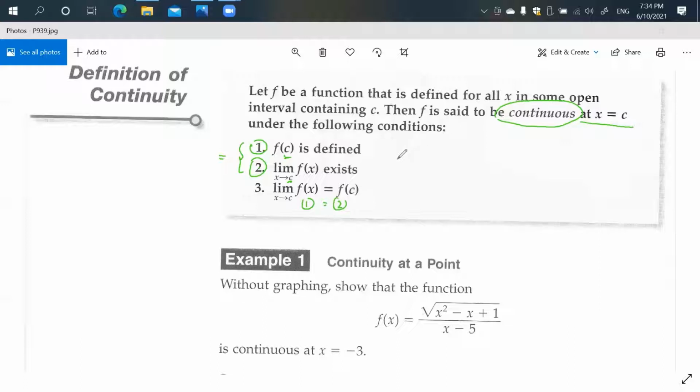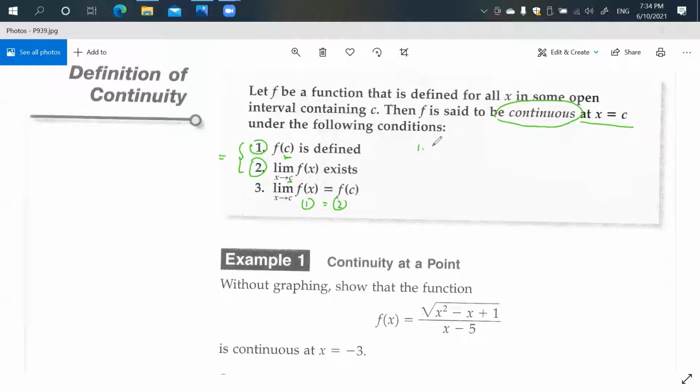Now, how to write it down correctly. Let's see the example. Without graphing, this question we don't need to graph yet. Show that the function f of x equal to this is continuous at x equal to -3. This is almost the same idea as the early lessons, where we used the 3 steps, remember?